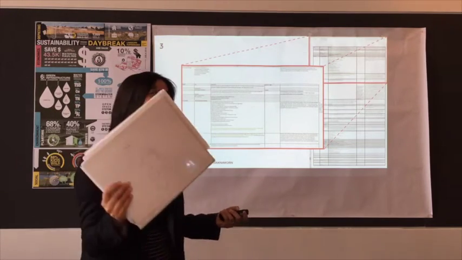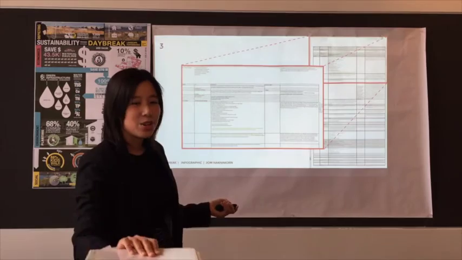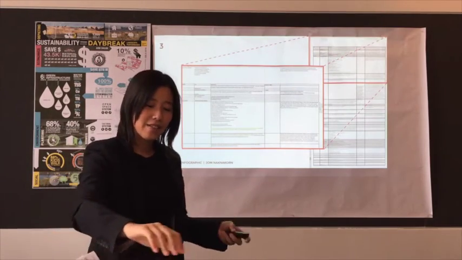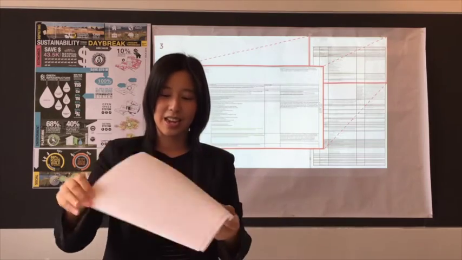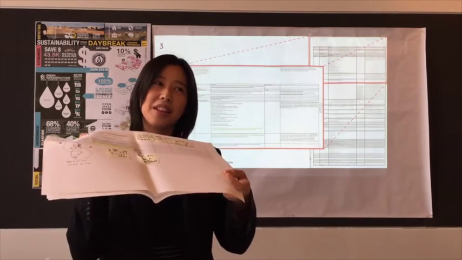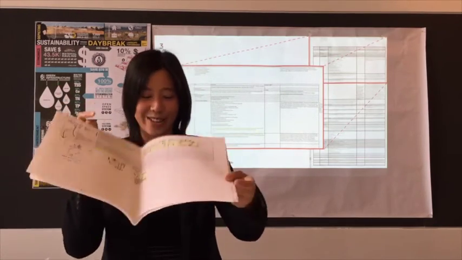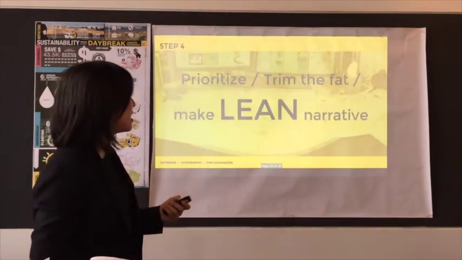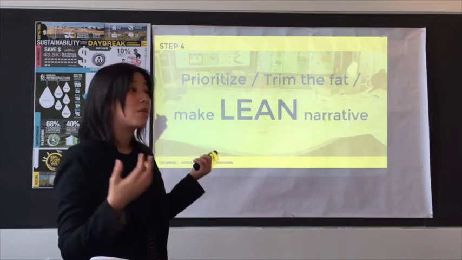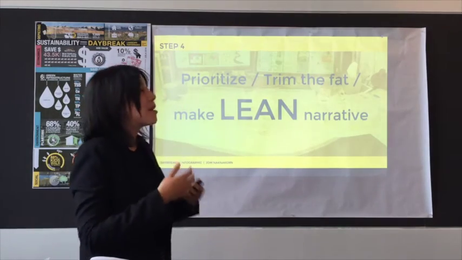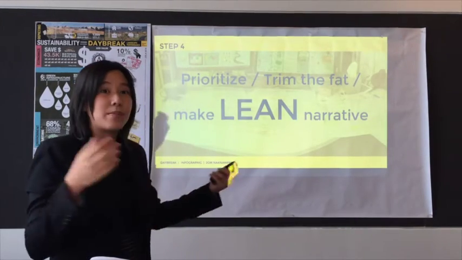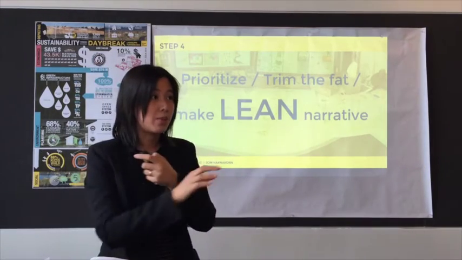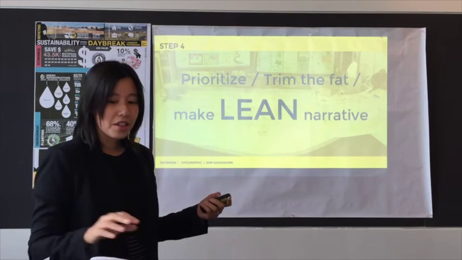It kind of looks like this, but in the end, when it comes down to 11 by 17 like this, it doesn't look that bad anymore. So that's how I digest the data. Then I go back to it again. Now I prioritize and trim the fat and make a new narrative, finding the connection between all this data. Because it's still a lot.